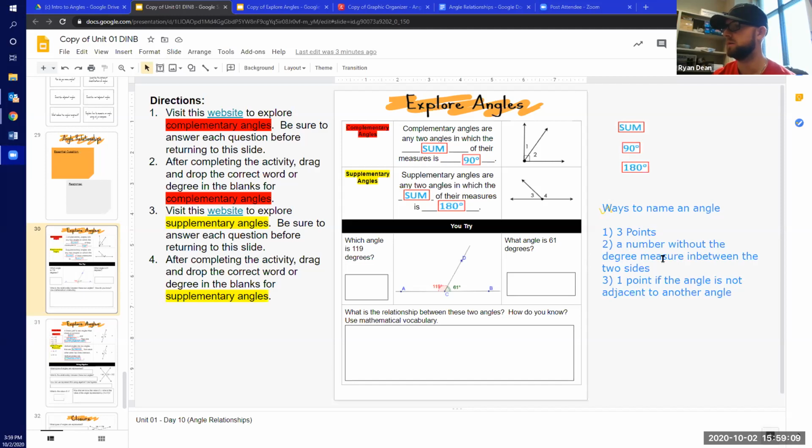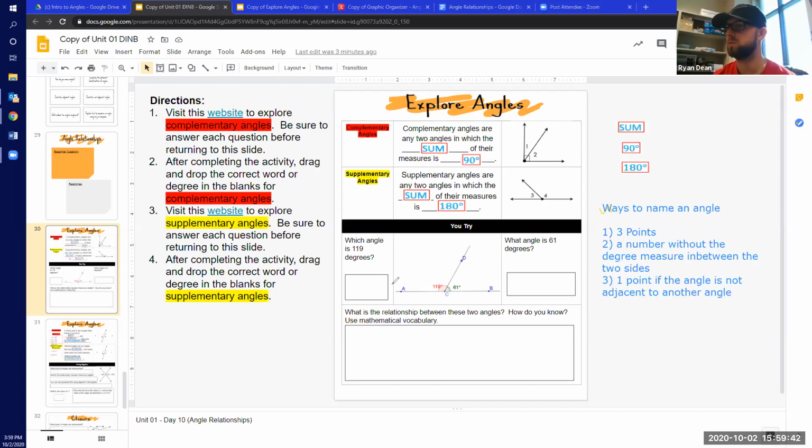The second way is to use a number without the degree measure, and that's going to be in between the 2 sides. So this 119 degrees and the 61 degrees would not qualify for the second one because they both have the degree measure attached to it. The third way that you can name an angle is with 1 point, but that is only if the angle is not adjacent to another angle. So it can't share a common vertex with anything else. It just has to be by itself.